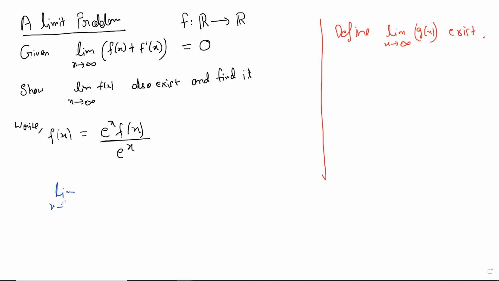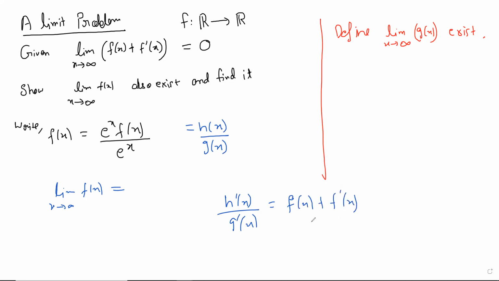Okay, limit x tends to infinity, f of x. So you can assume that the numerator is, let's say, I'm just doing it a little formally, h(x) or g(x) h(x), and the denominator is g(x), right? And now you have to check that h(x) h'(x) by g'(x) is equal to f(x) plus this, right? And this limit exists, right? Limit h'(x), that's given to us, right?